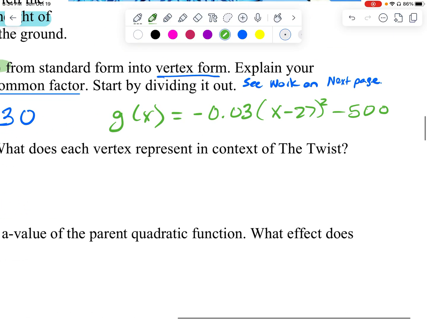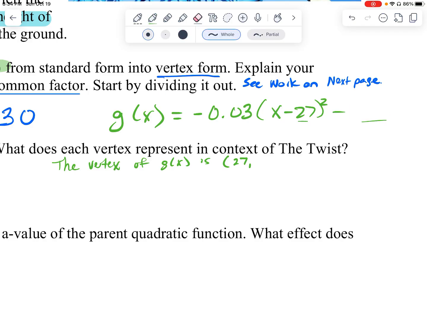Let's see. Here in g of x, that's our time and that's our height. So after 27 seconds, I don't think I wrote that right. Sorry, I think I copied the wrong equation down. That should be a 15. After 27 seconds, or else that'd be a very high roller coaster. It reaches a height of 15 feet.